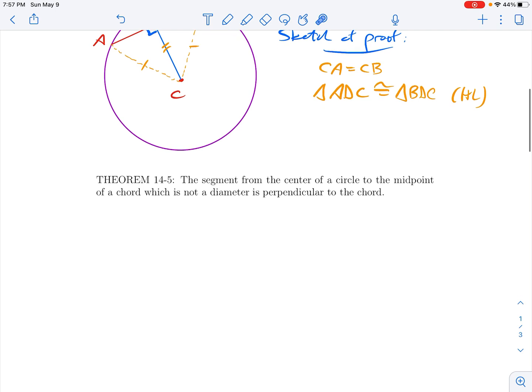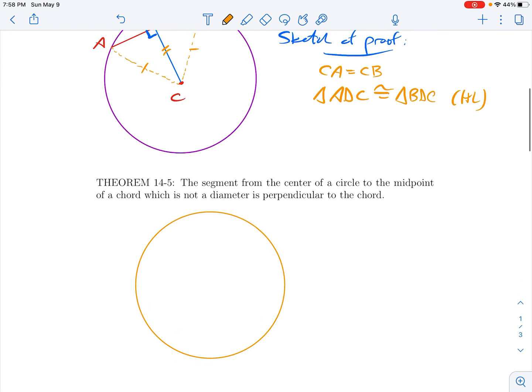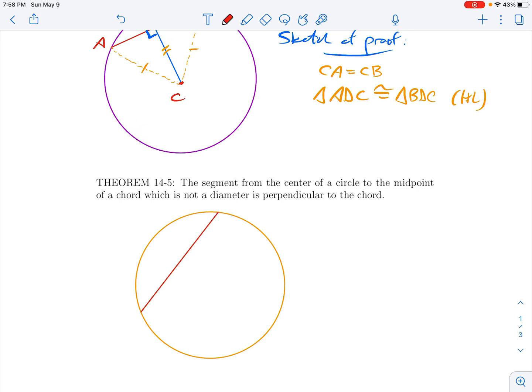Next theorem. A segment from the center of a circle to the midpoint of a chord, which is not a diameter, is perpendicular to the chord. So this is basically the converse of what we just saw. So if I start with a circle and a chord that is not a diameter, so here's A, here's B, here's the center of the circle C. And suppose here is D, the midpoint of that chord.